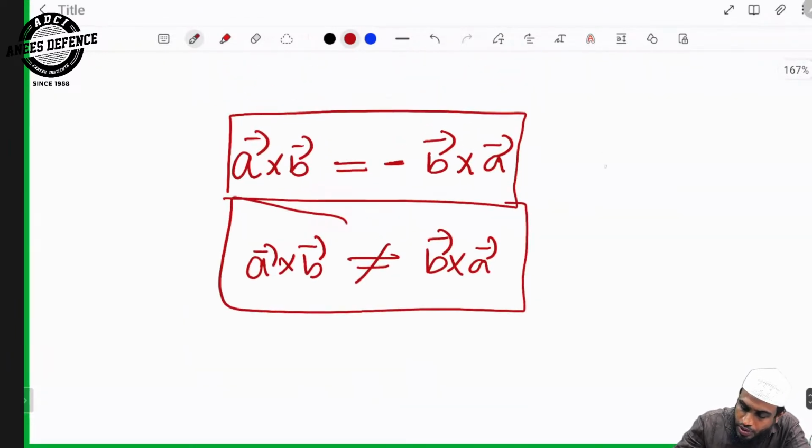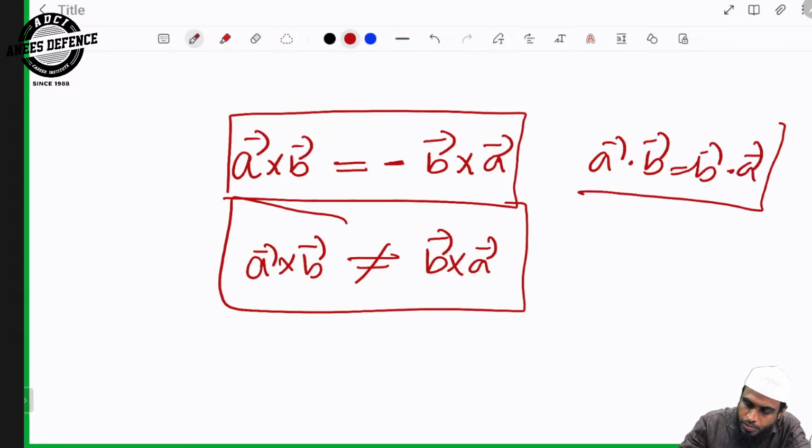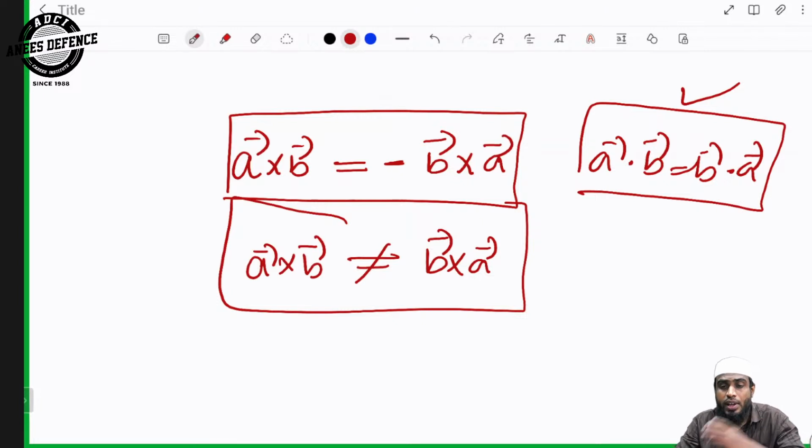But in the case of dot product, A dot B equal to B dot A, because we are dealing with scalar quantities only, so there is no problem. But in the case of A cross B, the resultant vector will be in one direction, and for B cross A, the resultant will be in the opposite direction.